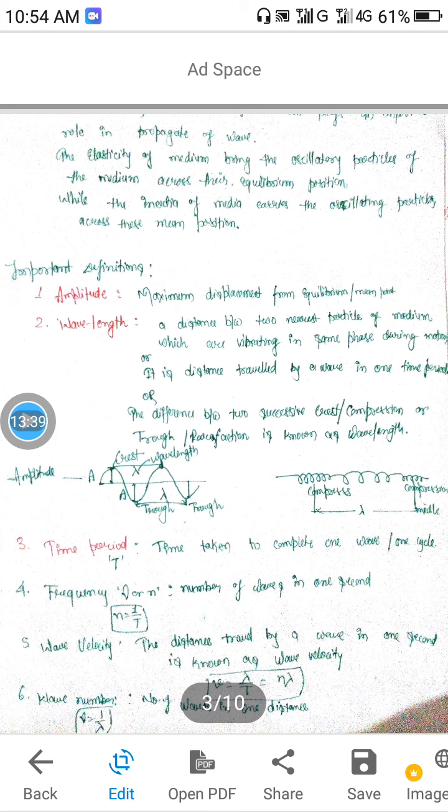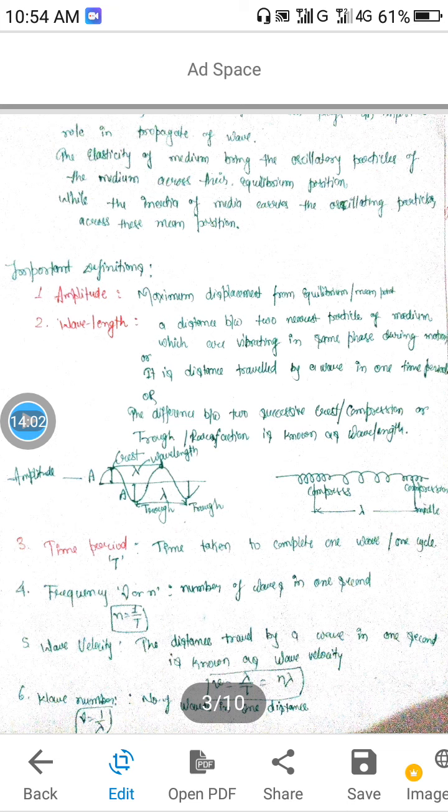What is the unit of frequency? The unit of frequency is per second, or it is known as the hertz, in honor of the scientist Hertz. You can also define frequency as the inverse of the time period of a wave.